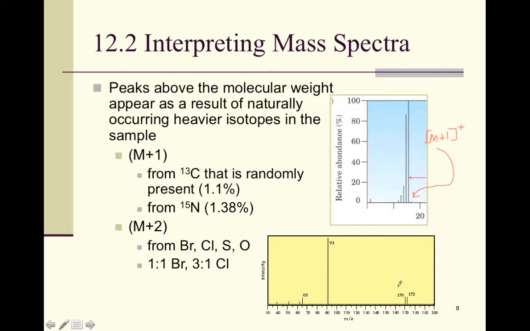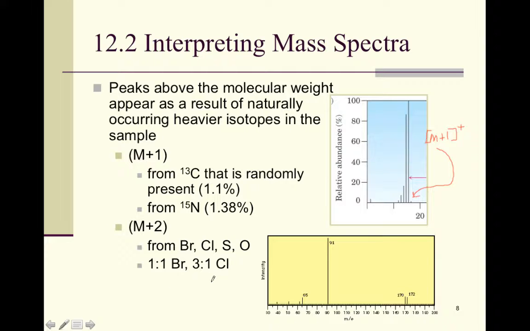Right here, let's take a look. We have a 170 and a 172. Do you see how both of these are really far down? They're going to be our parent peaks. One of them is going to be our parent peak. Well, the 170 is going to be our parent peak, and our 172 is going to be our M+2 peak. And that's because we have nearly a 1-to-1 ratio of the 2 molar masses of the most common isotopes.